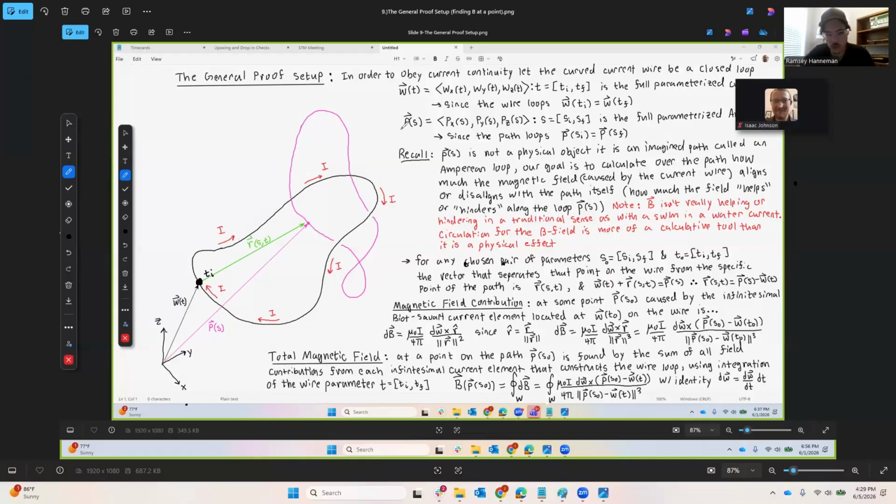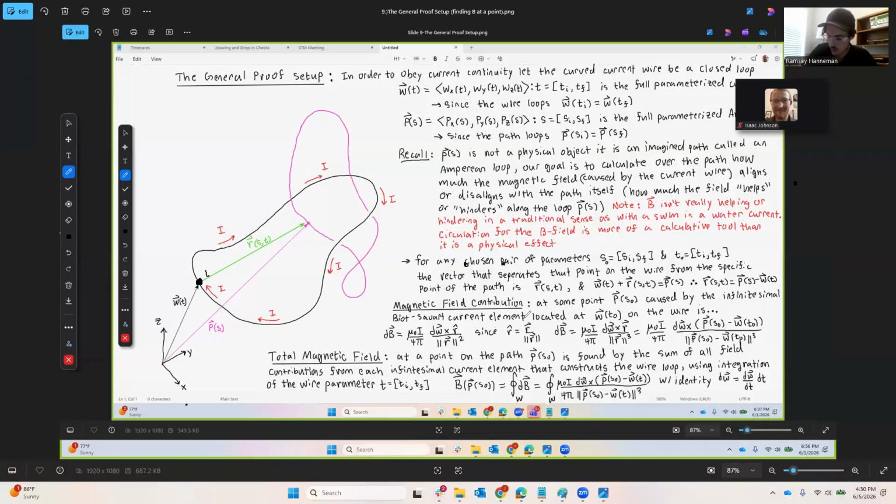We do the same thing for the Amperean loop, the path we're walking, trying to find the circulation over. We use a different parameter s, and we do the exact same thing, requiring it to be a closed loop. It's important with Ampere's law to remember that the Amperean loop is not necessarily a physical object. It's just an imaginary path that we draw in space that we want to calculate the circulation for, just trying to figure out how much the field aligns or disaligns with our path.